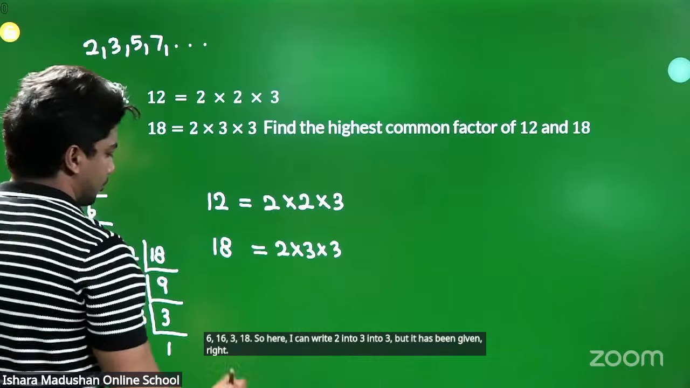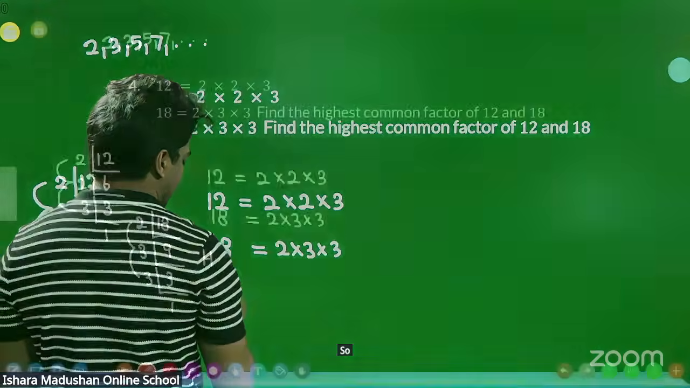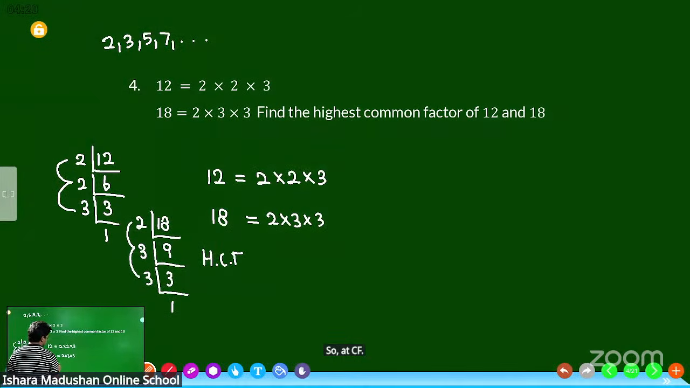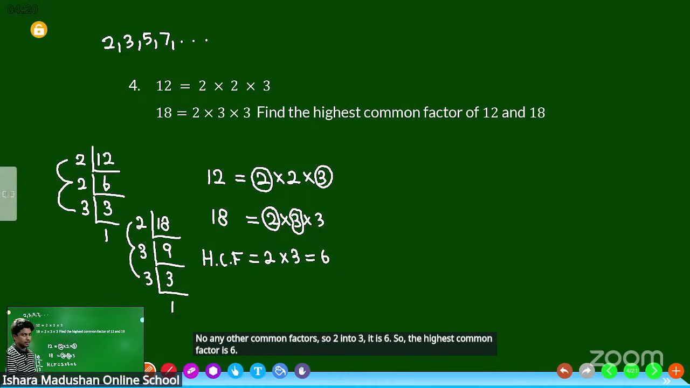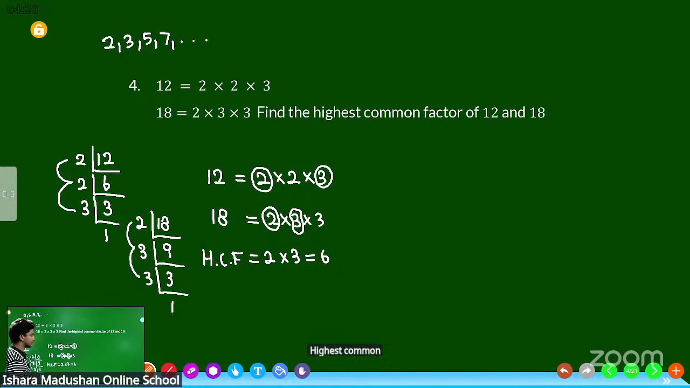Right. So for the HCF, the highest common factor, what are the common numbers? 2 is common. Another 3 is common. No other common factor. So 2 into 3, it is 6. So the highest common factor is 6.